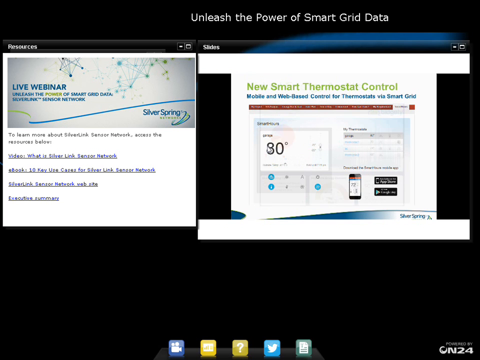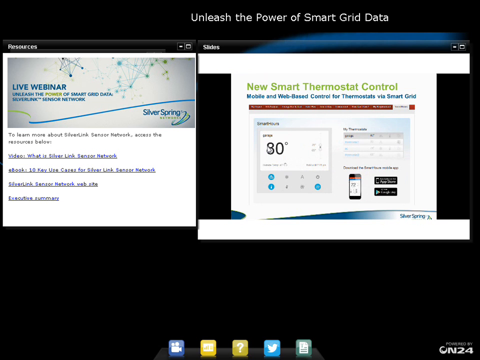Another example that we're very proud of that we've developed in partnership with Oklahoma Gas and Electric is our smart thermostat control solution and mobile app. What this enables you to do, through the power of the Silverlink Sensor Network, is control your smart thermostat over the smart grid. Instead of requiring customers to buy an expensive thermostat, like a Nest thermostat that may cost $300 or so, you can enable them with Zigbee-powered thermostats in-home to control it over a common mobile application.